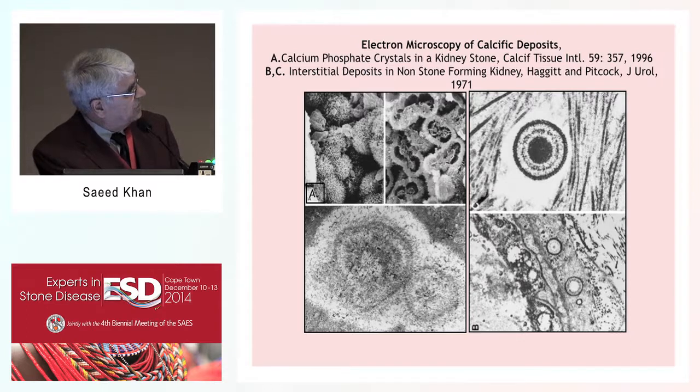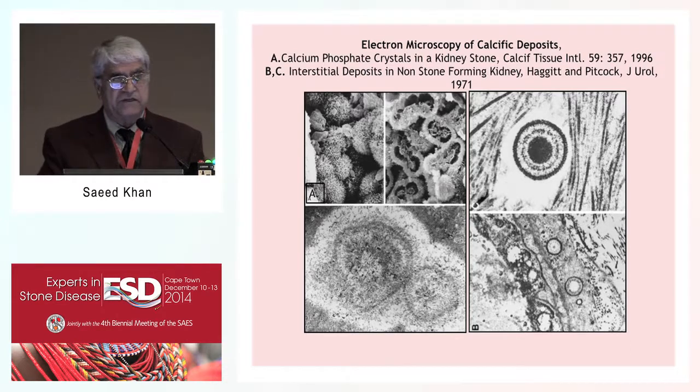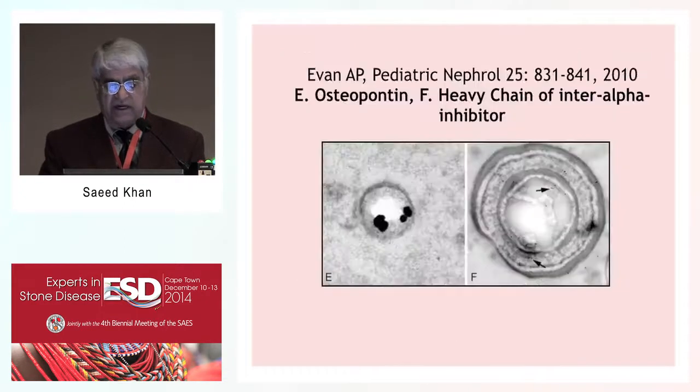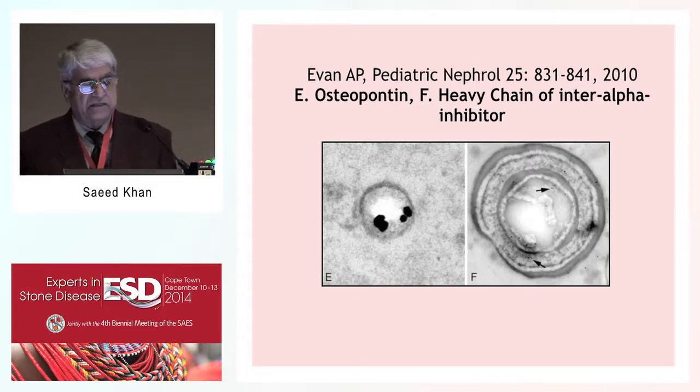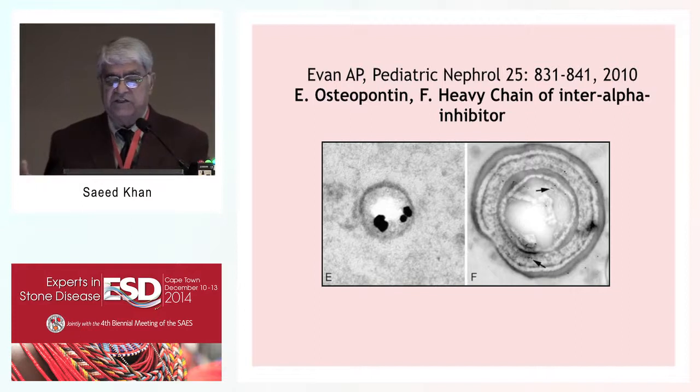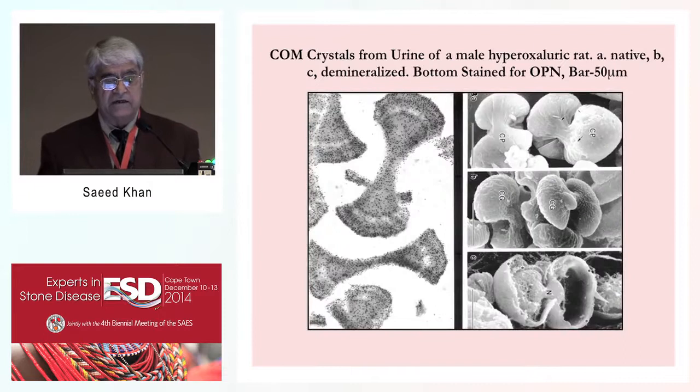So these are all matrix. The matrix is very intimately associated with the crystals of calcium phosphate as well as calcium oxalate. And then you start identifying these things. For example, this is from Andy's work. He looked at the staining for osteopontin, on the heavy chain, and the other one is the heavy chain of inter-alpha inhibitor.